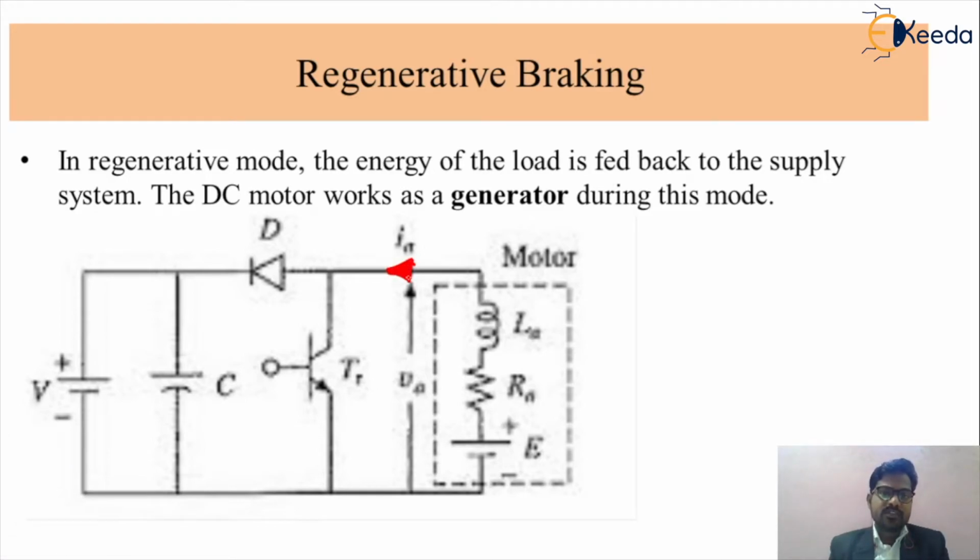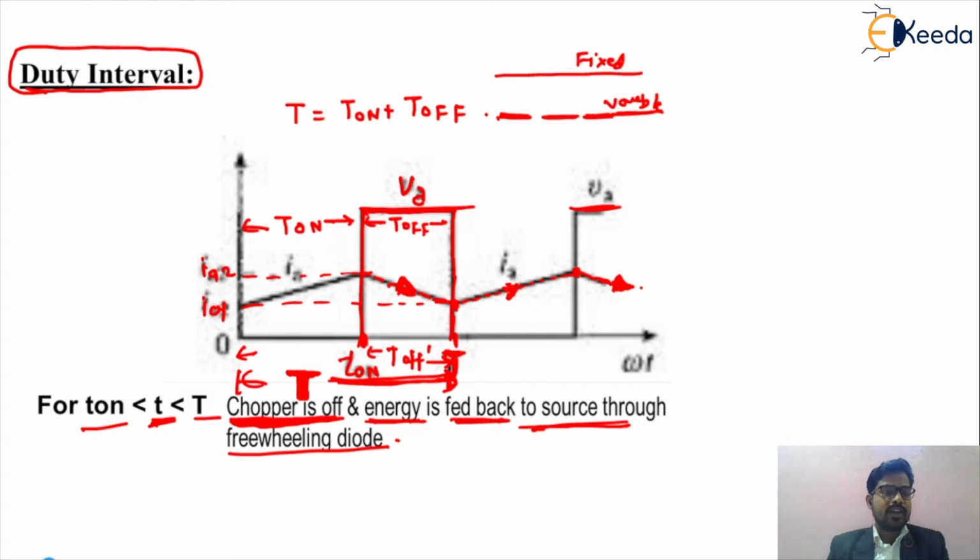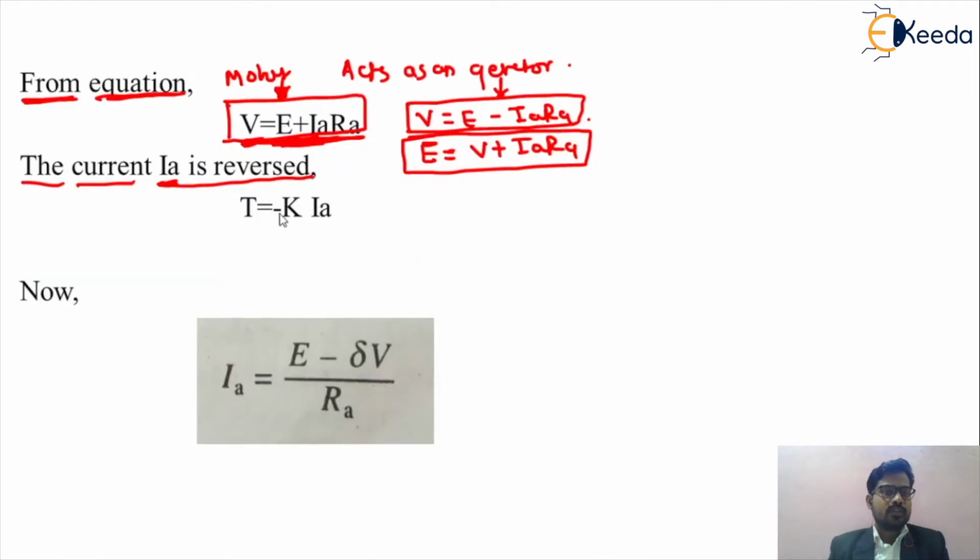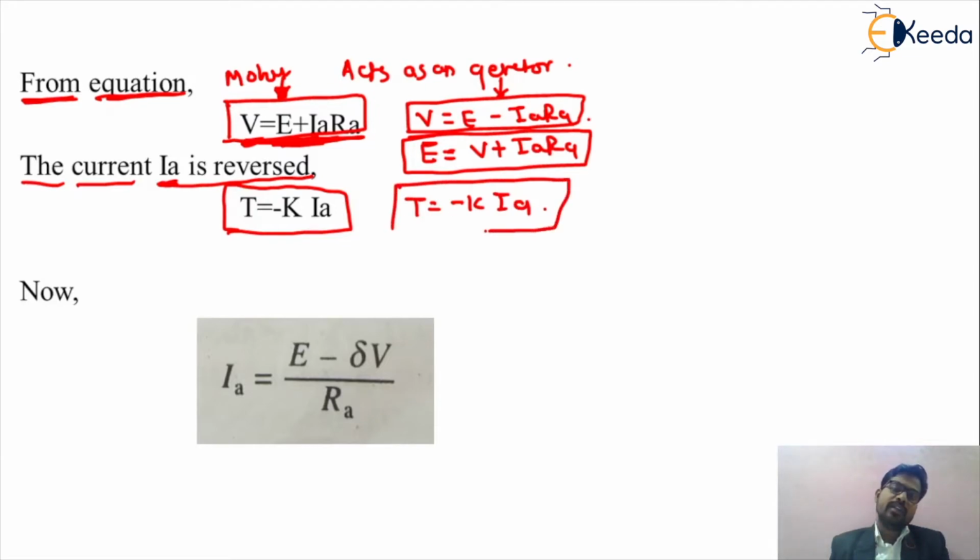Due to the presence of that reversed armature current, the value of your torque is reversed, because now this motor works as a generator. The same concept we are using here. The torque is reversed because the direction of your current is reversed. So that's why the formula of your torque is T is equal to minus K into IA. So this will be the torque equation of your regenerative braking.